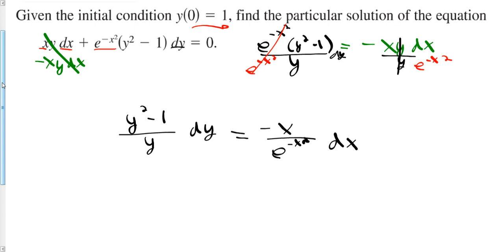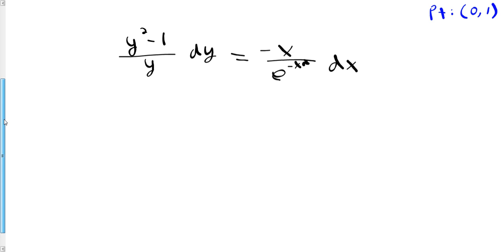And now we're at a point where we could antiderive. What does this mean? This means that the point is 0, 1. That's the x and the y. So let's go through this and see what we can do. Well, we could plug in now. No, we can't plug in now. We can't plug in until we integrate. So we've got to integrate.